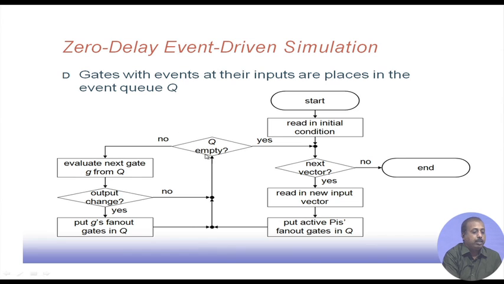Ultimately, the queue becomes empty when we have simulated all the gates using this event driven policy for the particular test vector. When it is over, it will check the next vector, take it up and try to simulate it. Finally, when all the test vectors are over, the simulation will come to an end. So, we will continue in the next class.